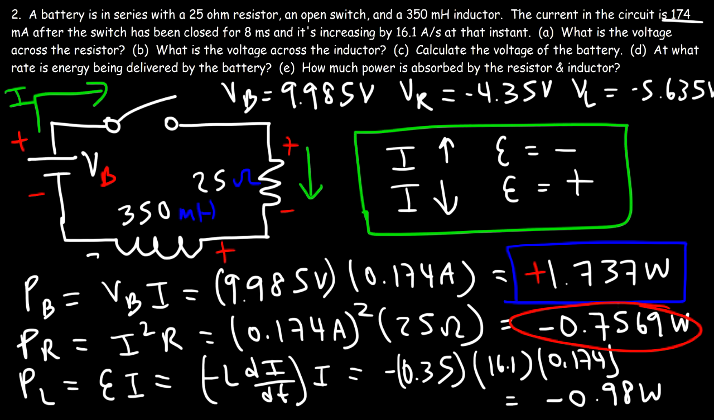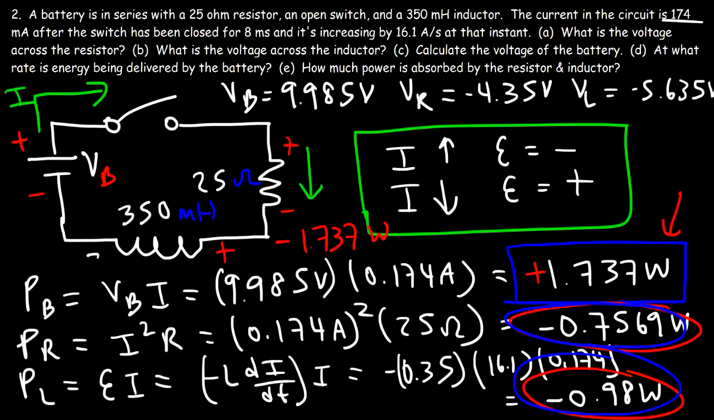So if we add up these two values, that's going to give us negative 1.737. Notice that the energy delivered by the battery to the circuit is equal to the energy consumed by the resistor and the inductor. Therefore, the rate at which energy goes into the circuit is equal to the rate at which energy leaves the circuit. The rate at which the battery puts energy into the circuit is equal to the rate at which the resistor and the inductor consume energy from the circuit. And so you have conservation of energy in this example, which should always be the case.